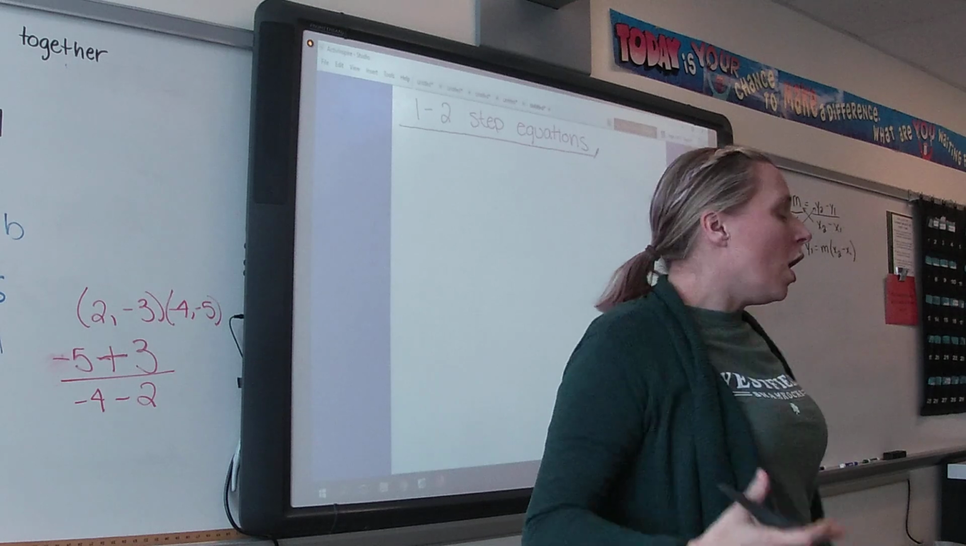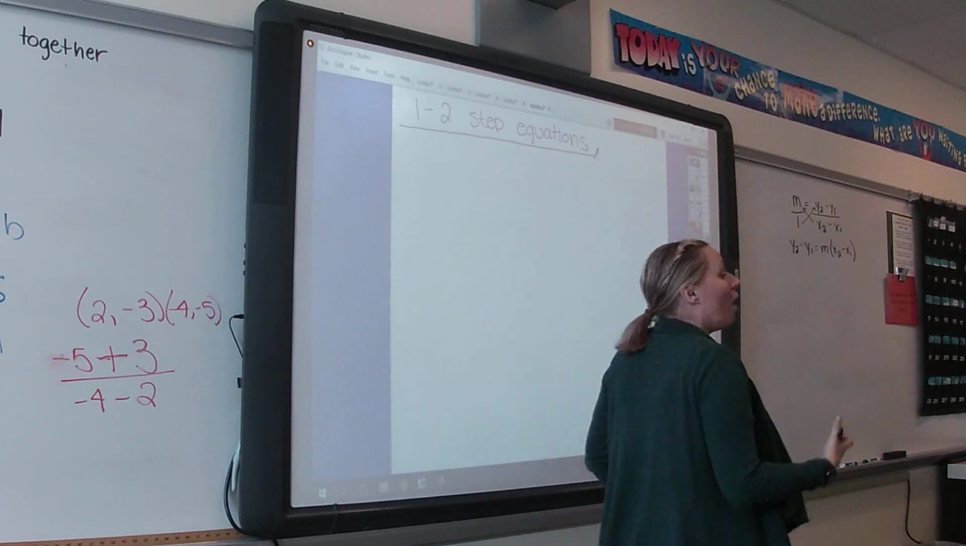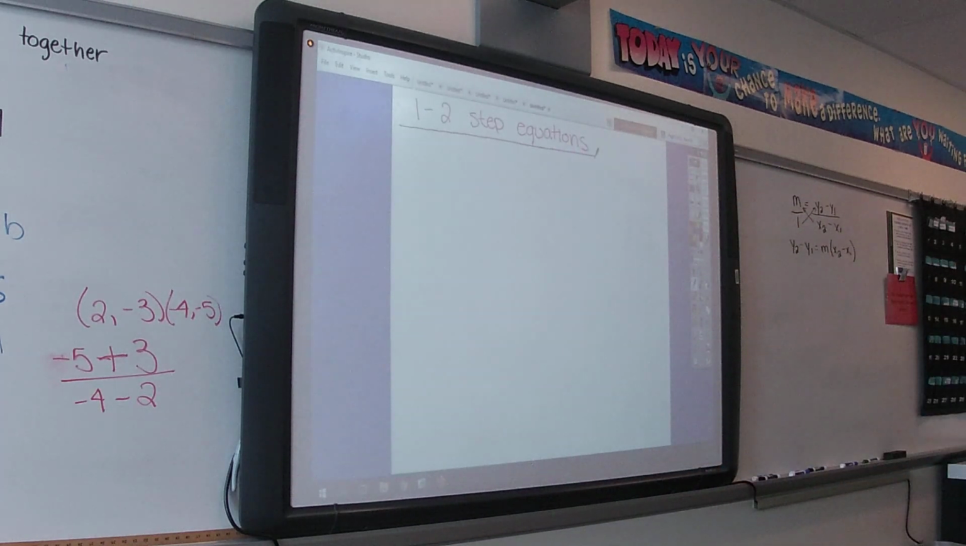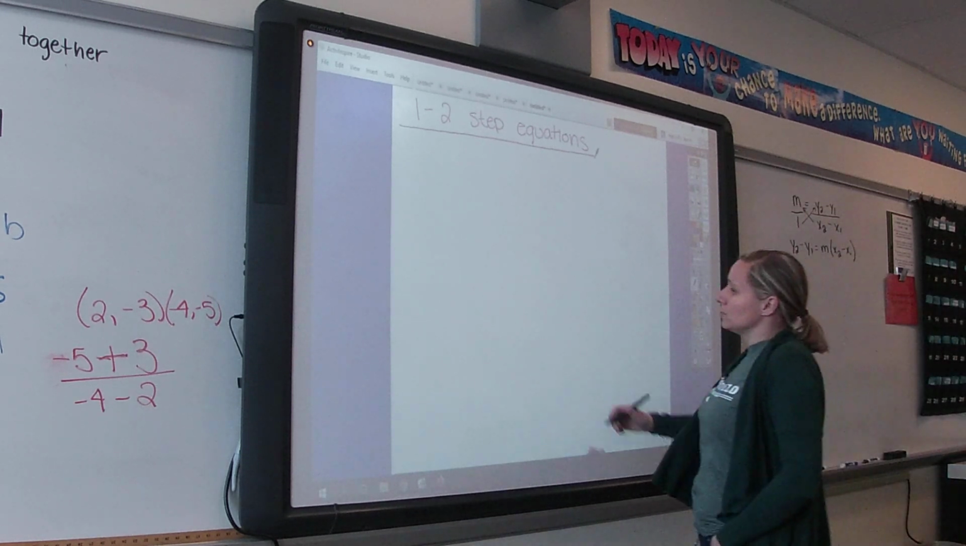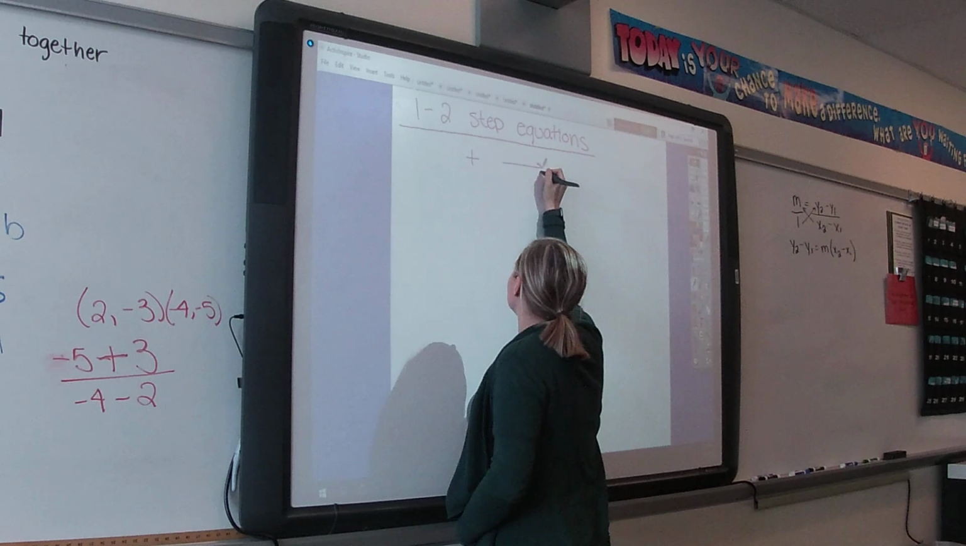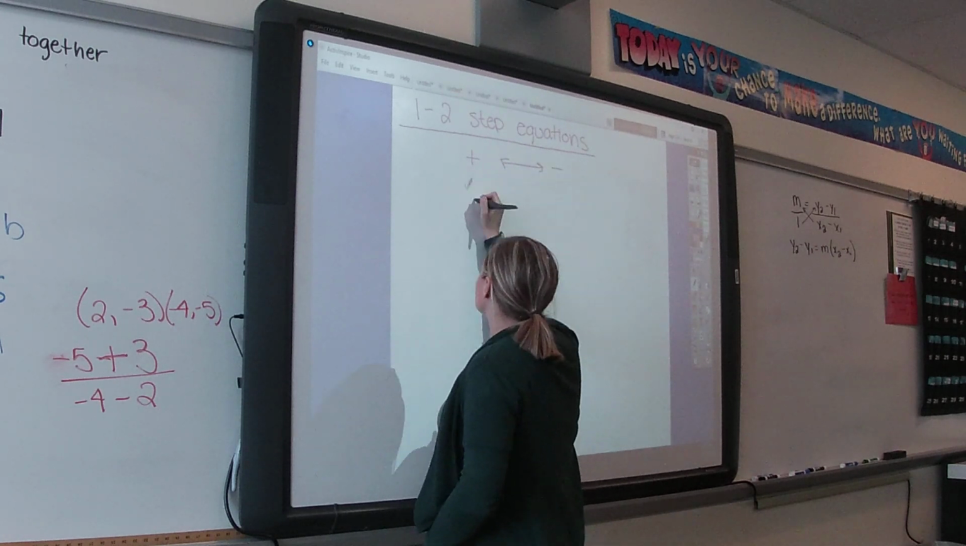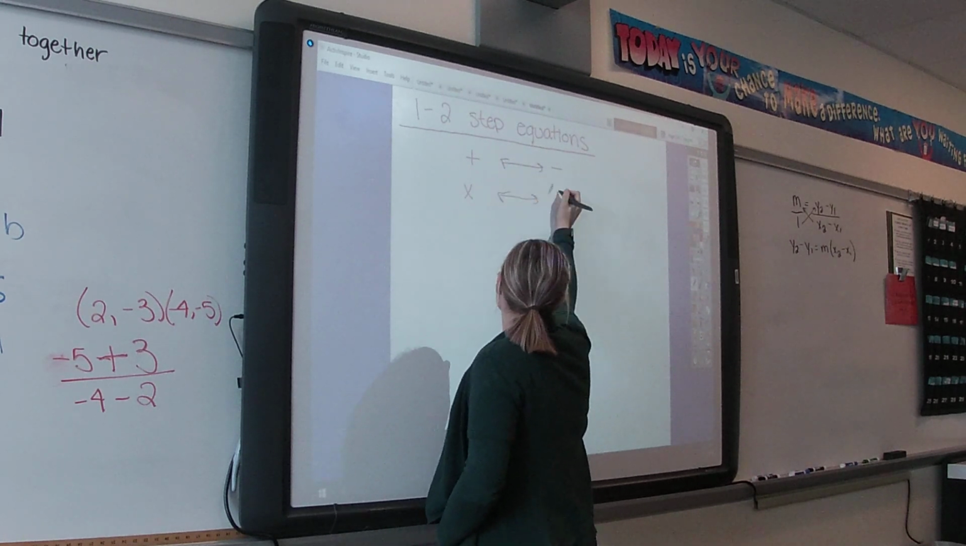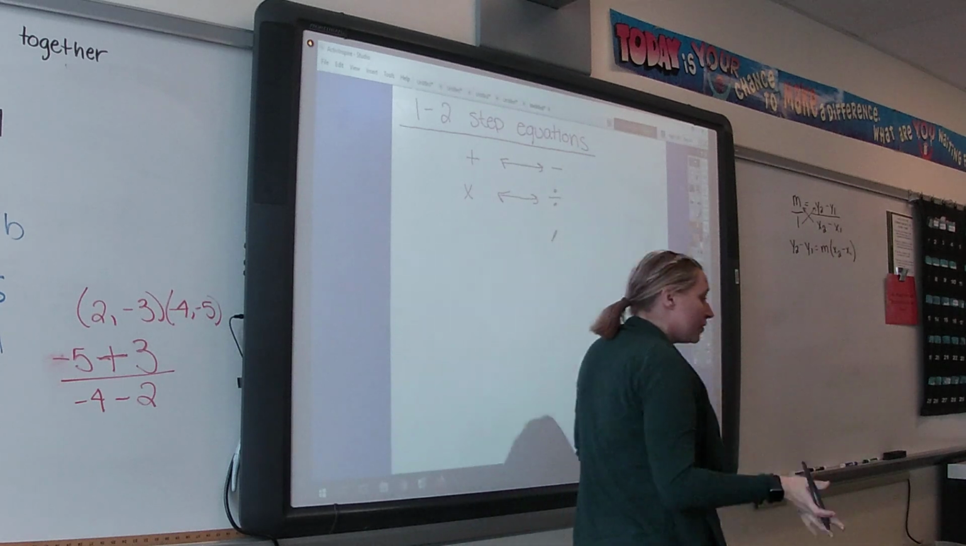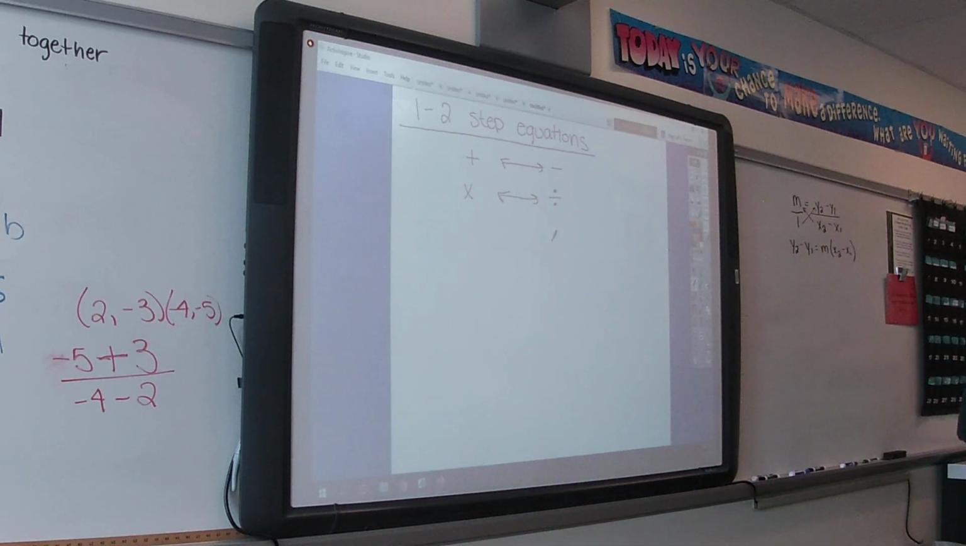Hopefully, we are all on board with the idea that to solve an equation, we do inverse operations. Okay, so what's our inverse of addition? Subtraction. What's our inverse of multiplication? Division, and those work both ways. Right, so if we see multiplication, we use division. If we see division, we use multiplication.